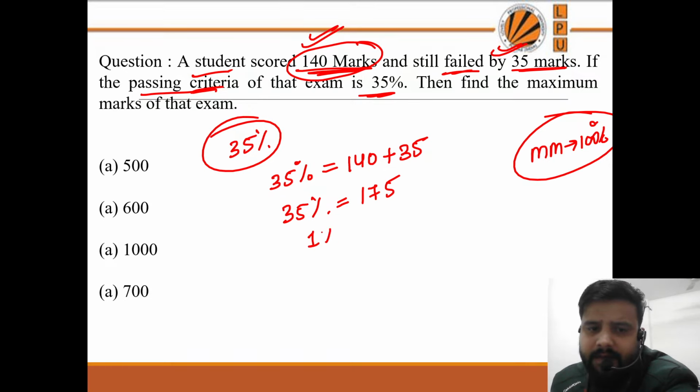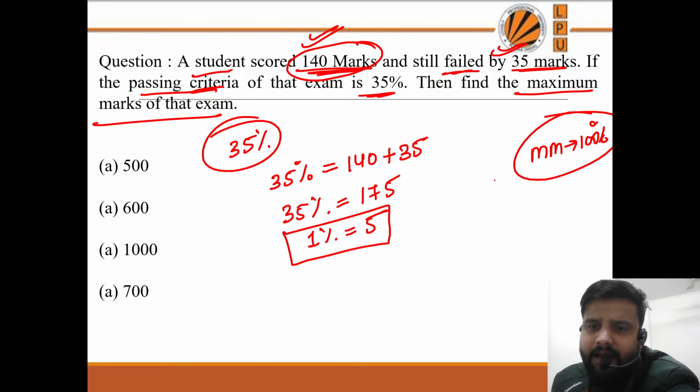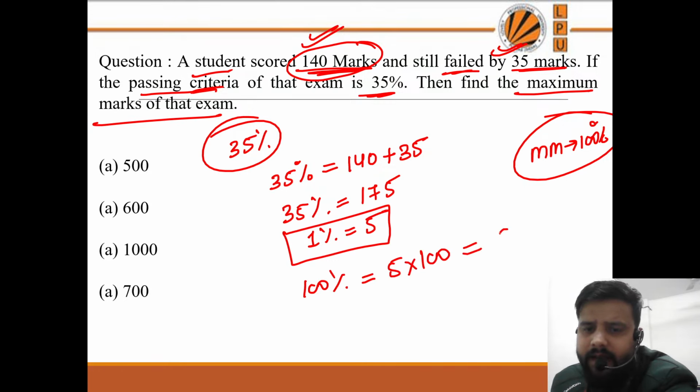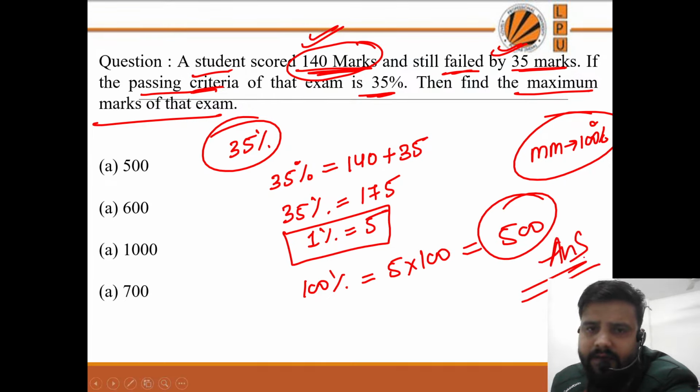So from here 1% will be how much? 5. 1% is 5. Question is asking you maximum marks for that exam. For maximum marks you will calculate 100%, which is 5 into 100. So your answer would be 500 in this. I don't think anyone has confusion in this.